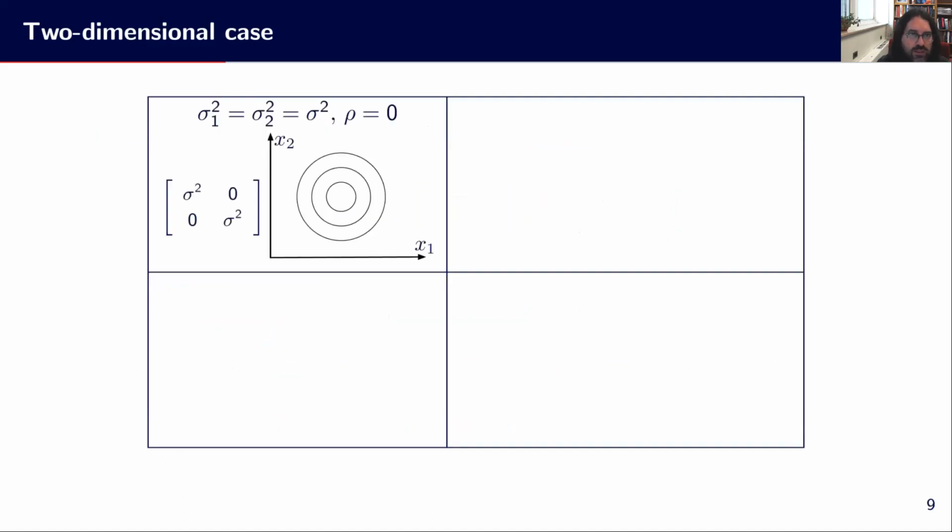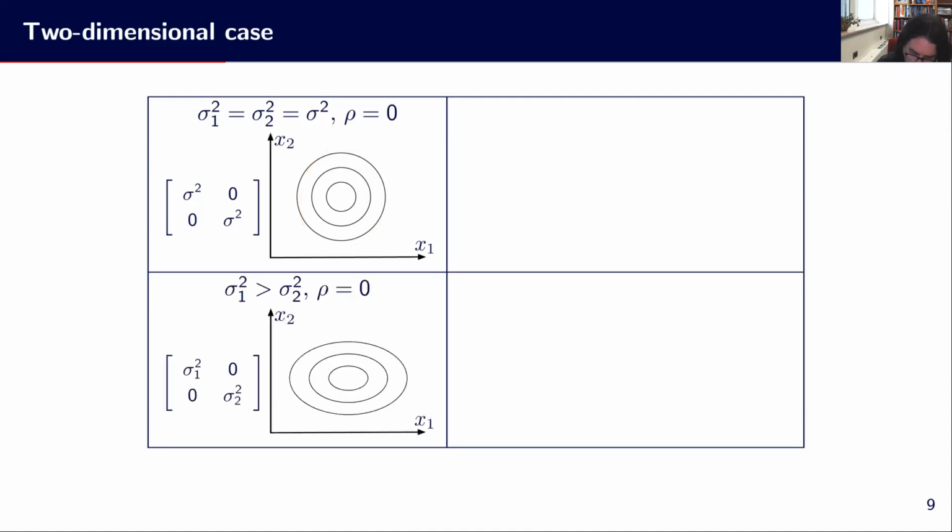To illustrate this, here we have the first case. The correlation is 0, so we don't have any correlation. All values are equal on both sides. This gives us a really circular view. This is the distribution in 2D, and the third dimension is coming out of that picture. The closer to the center, the higher the value. So these are like contour curves of the distribution.